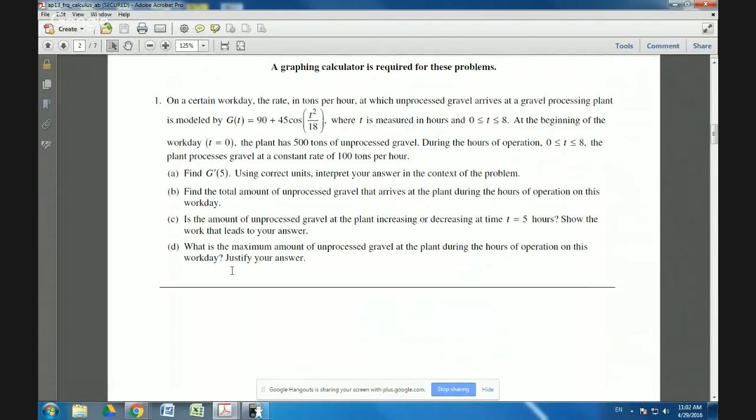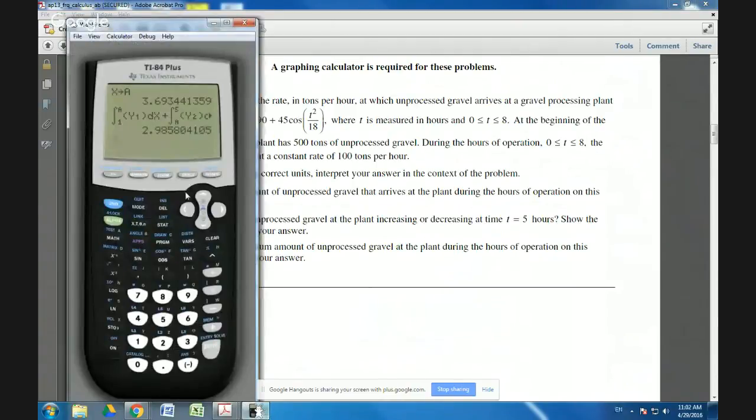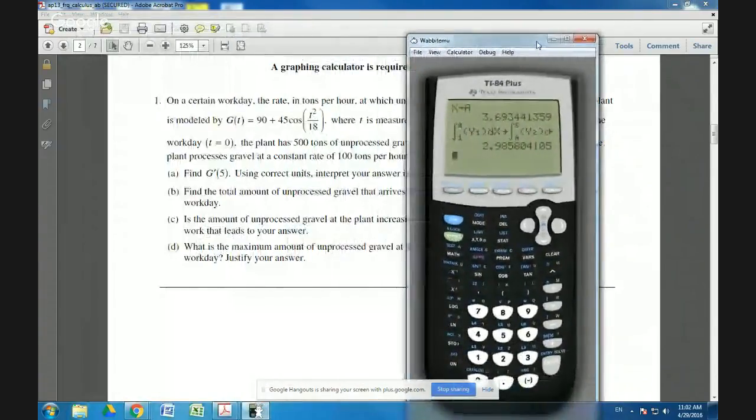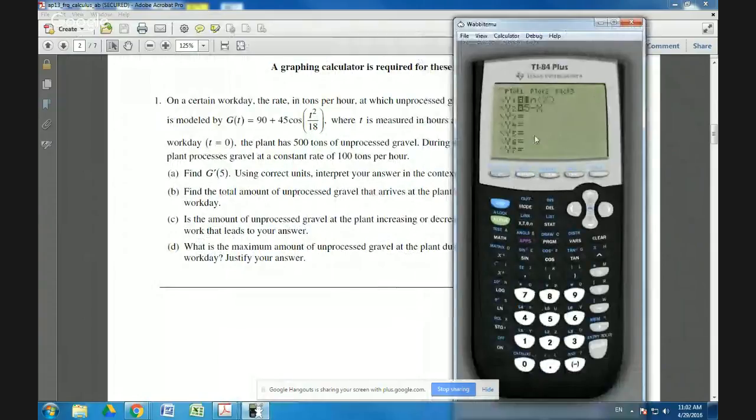I suggest you put it in Y3, so you don't erase these in case you need to go back to that other problem. Keep them there. We're going to do 90 plus 45 percent x squared over 18.